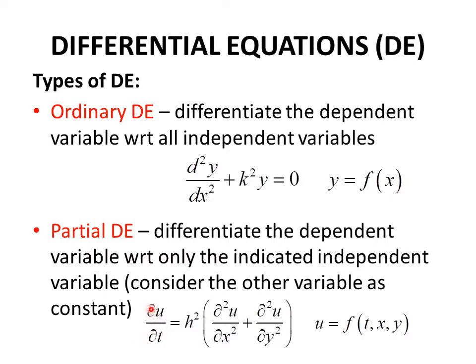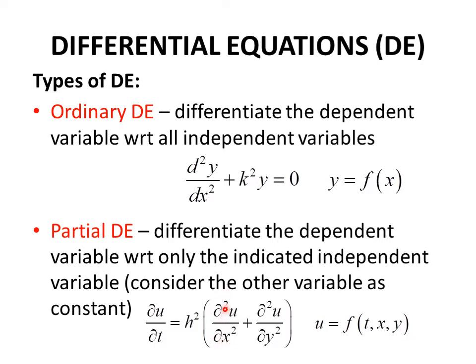So this expression delta u over delta t signifies the first derivative, of course, but since we have here delta instead of d, this is the partial derivative of u with respect only to t. So in other words, if we differentiate u, we have to differentiate only the factor that involves t, because we have to consider x and y as constants.